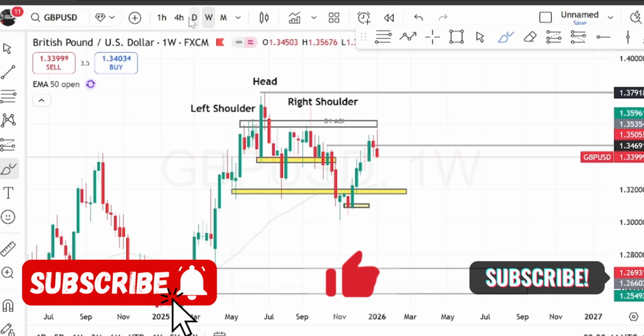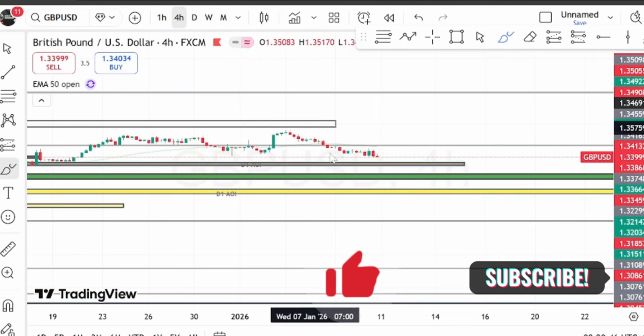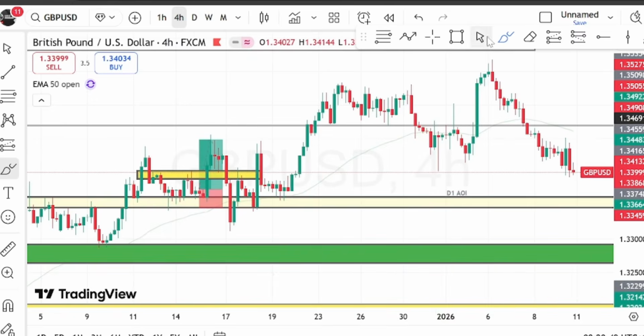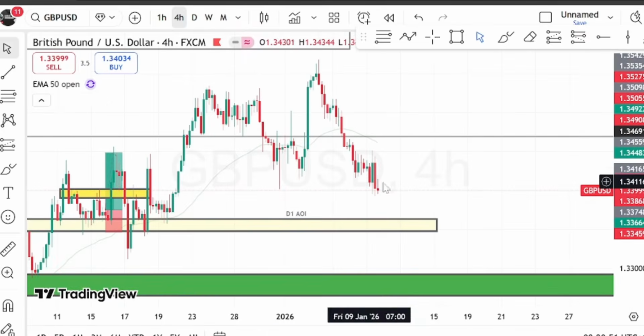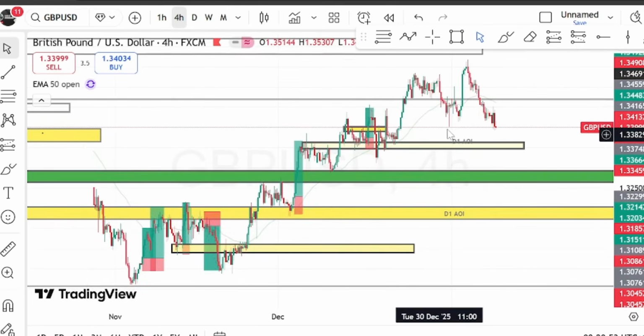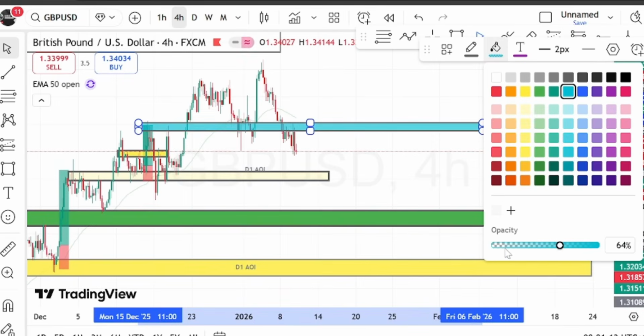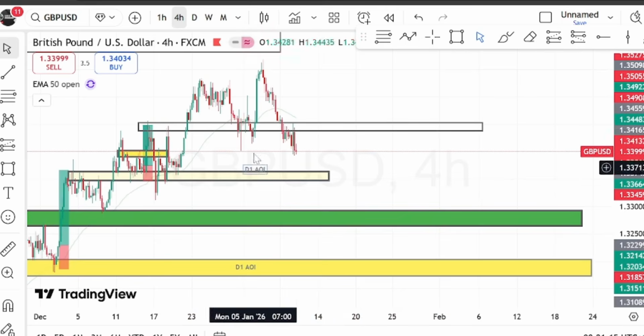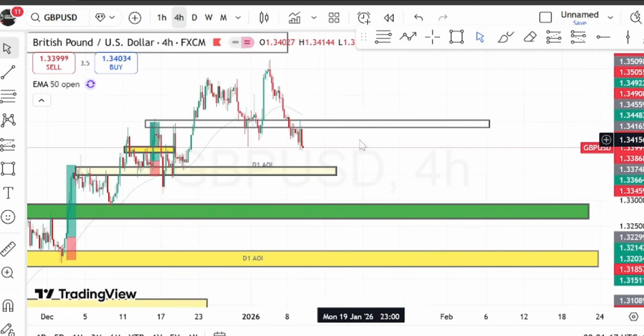Let's go back to our hourly time frame to look for the best possible areas from which we can take our trade calls. So what am I going to do right about now? I'm going to mark out a new area. So what are we looking for?